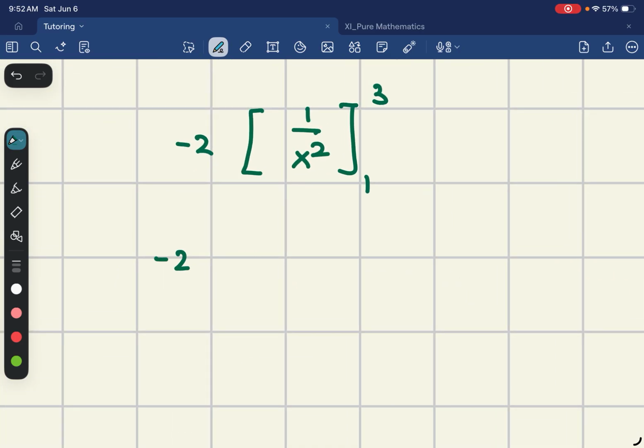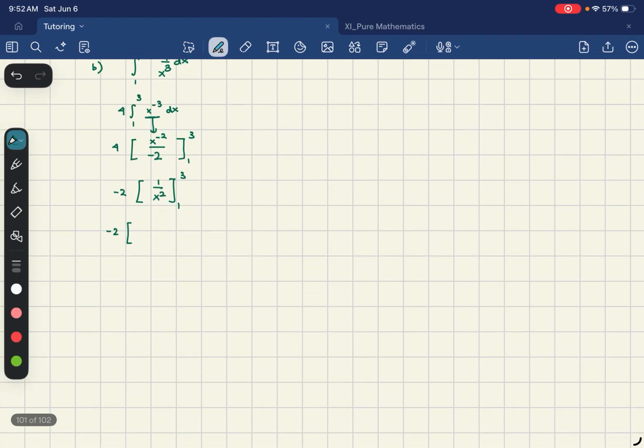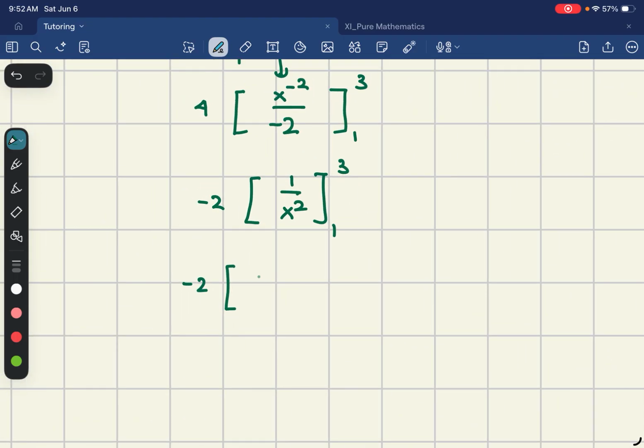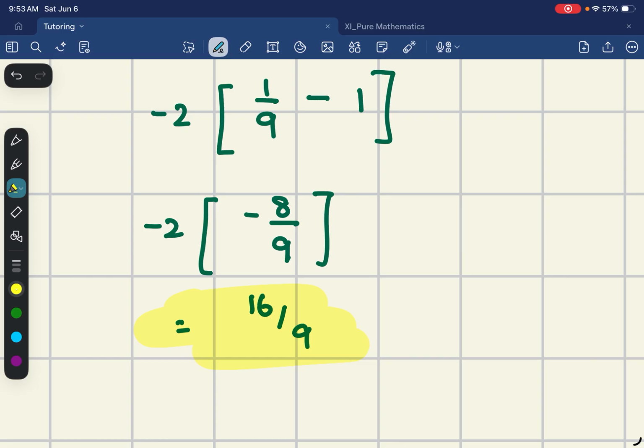So now you just substitute 3 into this equation, and then 1 there. So you substitute 3 here. What do you get? You get 1 over 3 squared, which is 9. Minus, you substitute 1 here, you get 1. So you have negative 2 times 1 over 9 minus 1, which is going to be negative 8 over 9. And if you solve this, you are going to get 16 over 9 as your solution. So that is the solution for B.